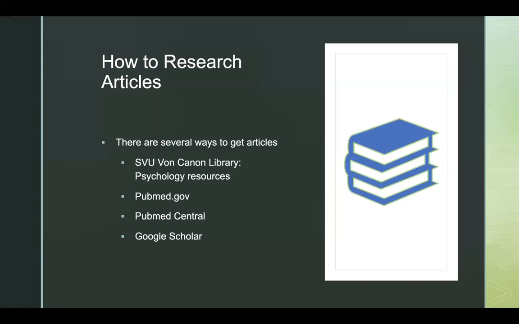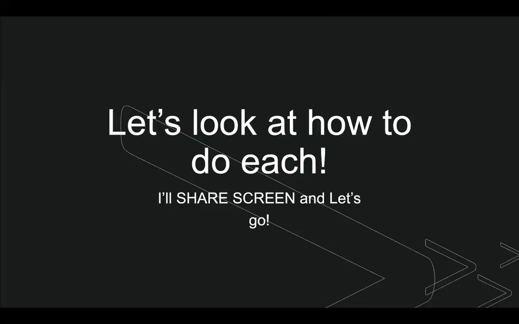So how do you find those articles? Well, that's what we're going to talk about. How do you even find the articles? Several ways to do this. You can go online to the Von Cannon Library at SVU. You can go to pubmed.gov. You can go to PubMed Central. You can use Google Scholar. There are different reasons to do any one of those things. I'm kind of a fan of either doing pubmed.gov or doing the Von Cannon Library. So let's look at how to do each. I'll share my screen and we are going to go to each of those places.